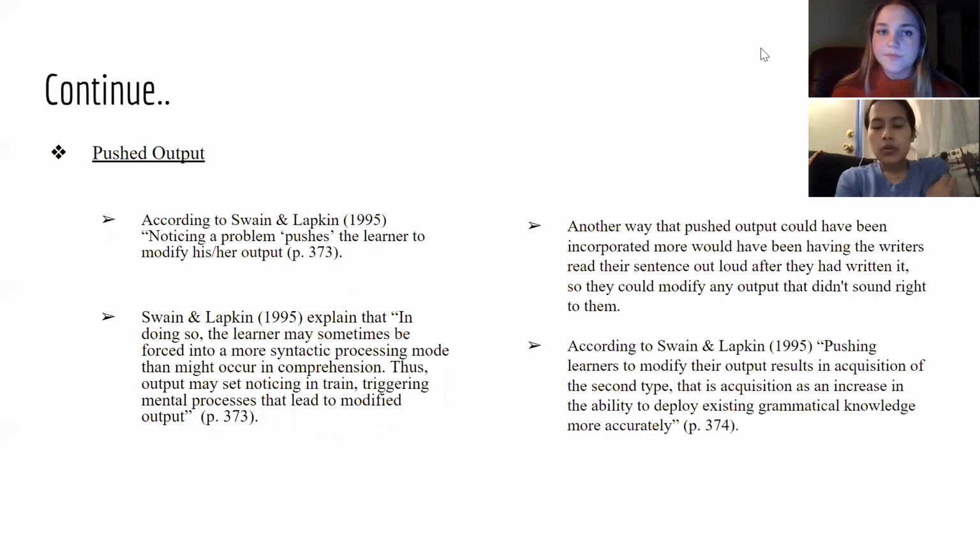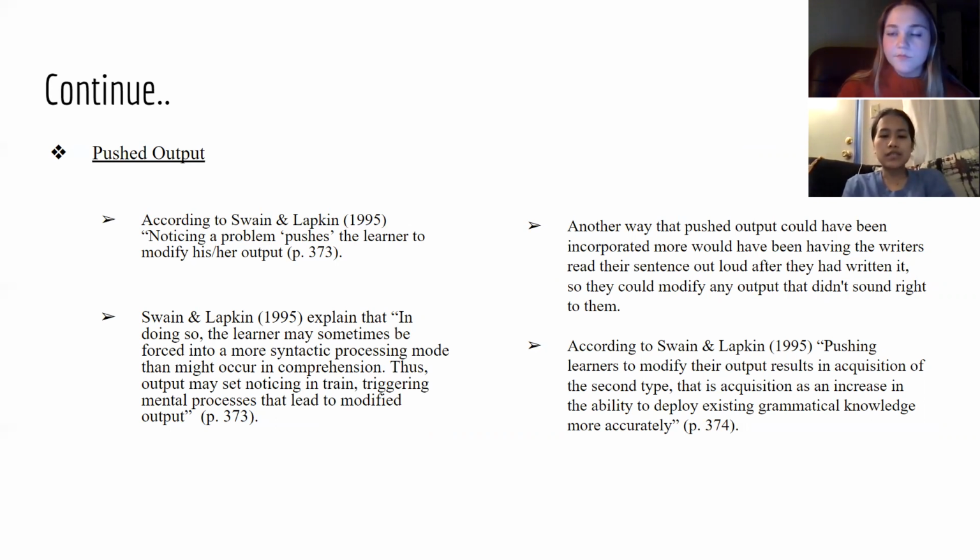So the second element was pushed output. According to Swain and Lapkin, noticing a problem pushes the learner to modify his or her output. So if the learner recognizes that they have made a mistake, they may be pushed into changing their answer or language. Swain and Lapkin also explain that in doing so, the learner may sometimes be forced into a more syntactic processing mode than occurs in comprehension. Thus, output may set off noticing and trigger mental processes that lead to modified output.